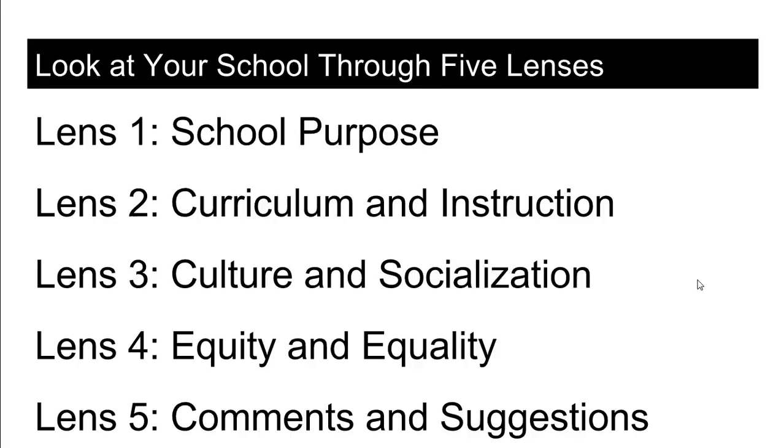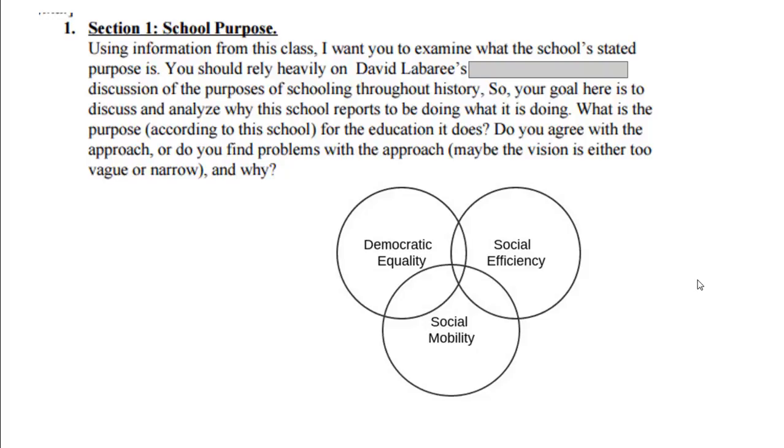Then there's curriculum instruction. We're going to see if we can figure out what the curriculum looks like, what their school looks like. Then culture and socialization, equity and equality, and then lastly, just comments and suggestions based on what you found out about your school. But today we're going to talk about school purpose. So let's look at what we're doing, and this is what it says in the project details. Here's what I want you to do.